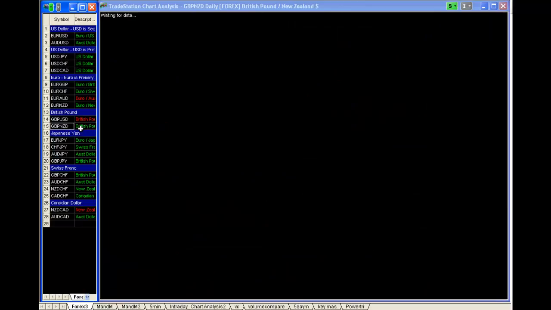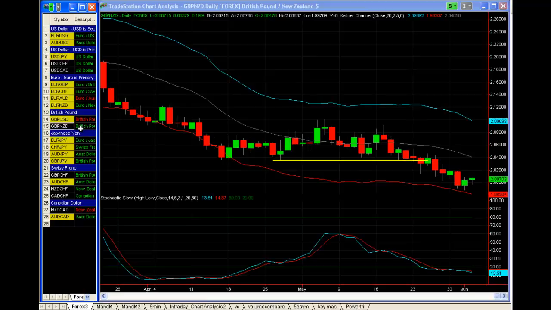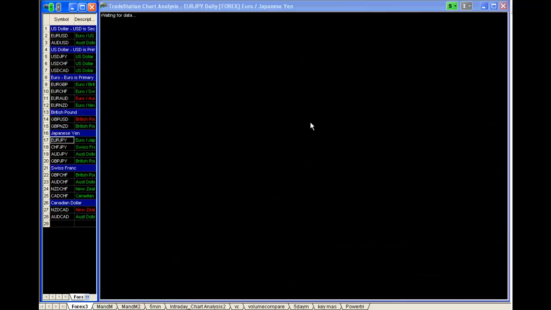Here is the pound Kiwi, and the Kiwi is the nickname, by the way, for the New Zealand dollar, in case anybody doesn't know. You can see here we were watching the support level, broke down. Now we're watching the lower Keltner channel to possibly hold there.